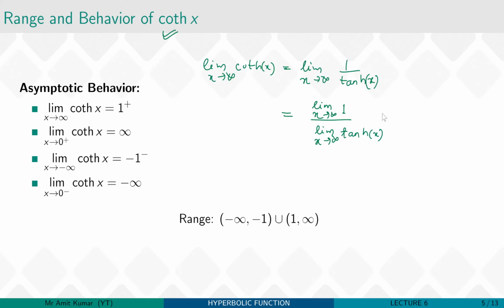The limit of a constant is equal to the constant. Here the constant is 1. So the limit as x tends to infinity of 1 is equal to 1. In our previous lecture, we discussed that the limit as x tends to infinity of tanh x is equal to 1. So 1 by 1 is equal to 1. Here we write 1 plus because when x tends to infinity, coth x approaches 1 from the right hand side of 1. Look at the graph.